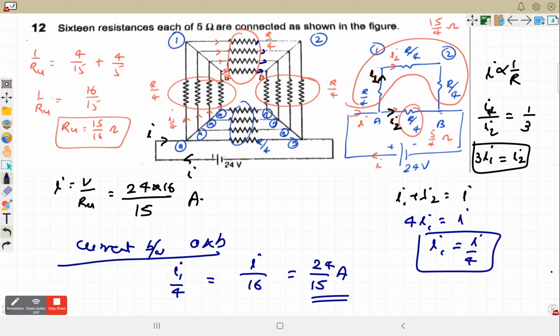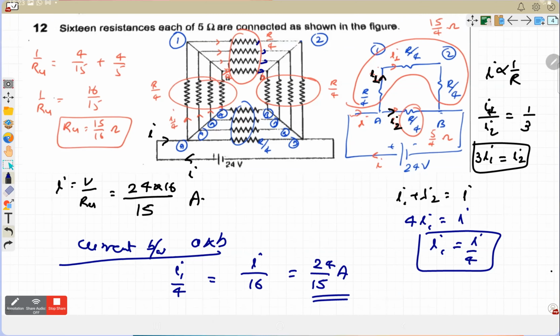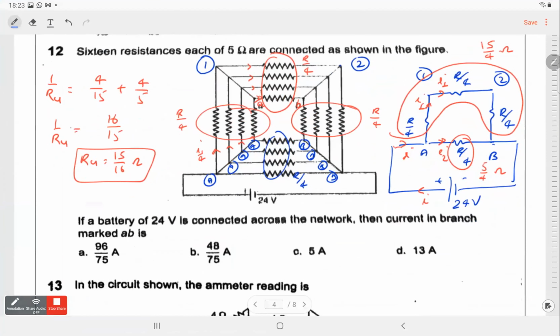Right? Yes, sir. Very nice. Chalo. Next question. So you have to solve this question on your own. I mean, not just wait for me to solve it.